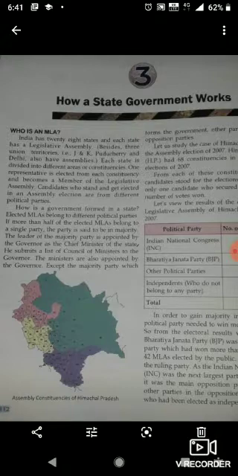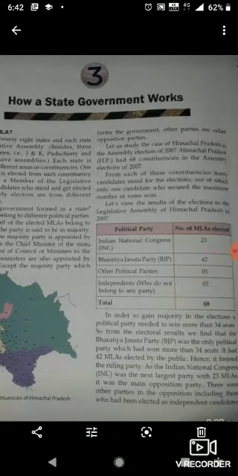How is a government formed in a state? Elected MLAs belong to different political parties. If more than half of the elected MLAs belong to a single party, the party is said to be in majority. The leader of the majority party is appointed by the governor as the chief minister of the state. He submits a list of the council of ministers to the governor. The ministers are also appointed by the governor. The majority party forms the government. Other parties are called opposition parties.